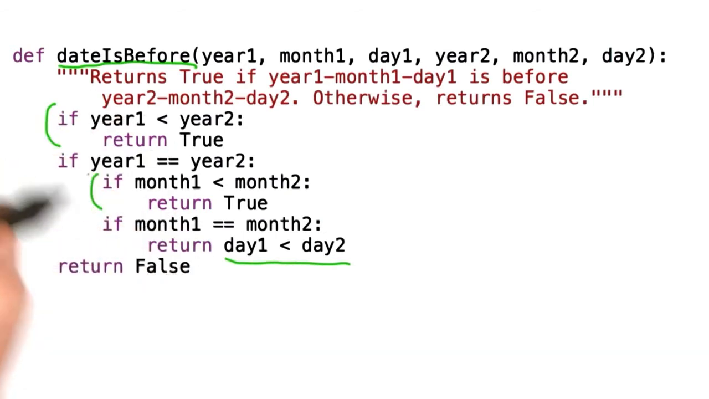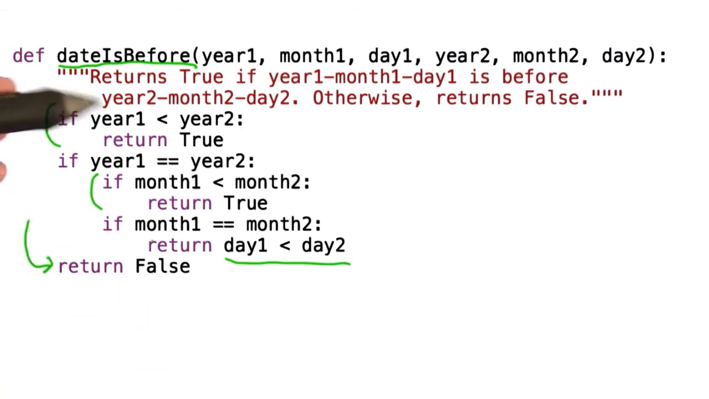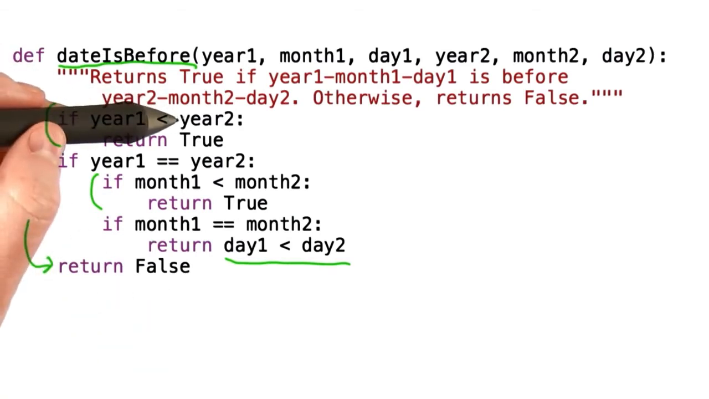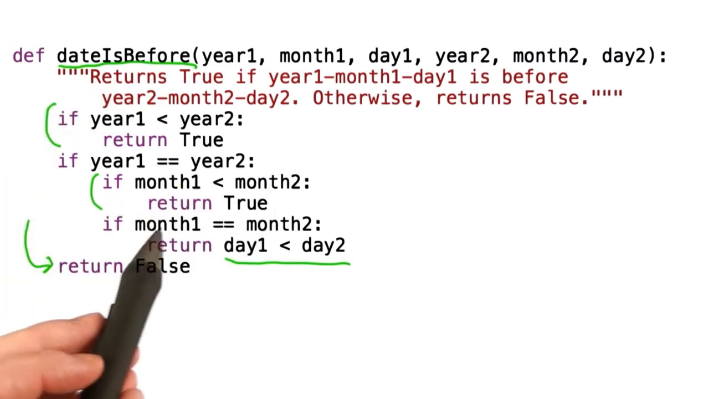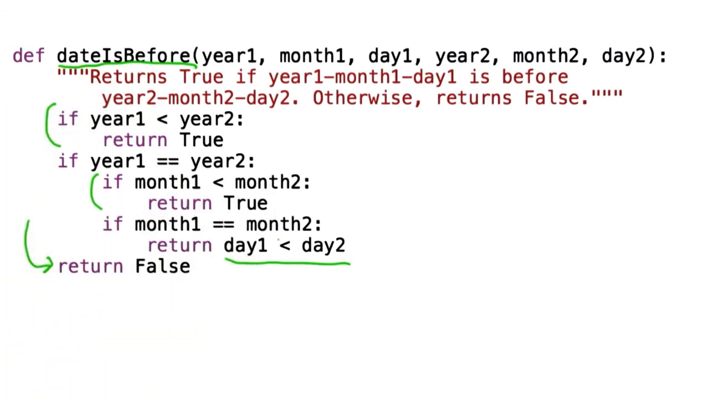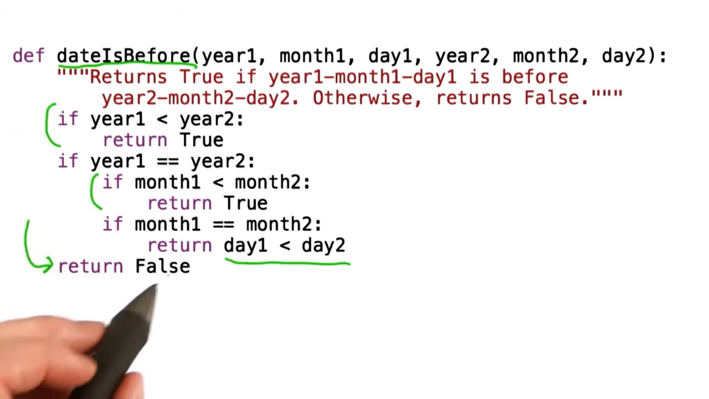And note that we don't have else's here, but if we don't hit the returns, we're going to fall through to this last statement and return false. And that could happen if either year 1 is greater than year 2, or the years are equal and month 1 is greater than month 2, or the months are equal and day 1 is greater than day 2. In all of those cases, the first date is not before the second date, and we should return false.